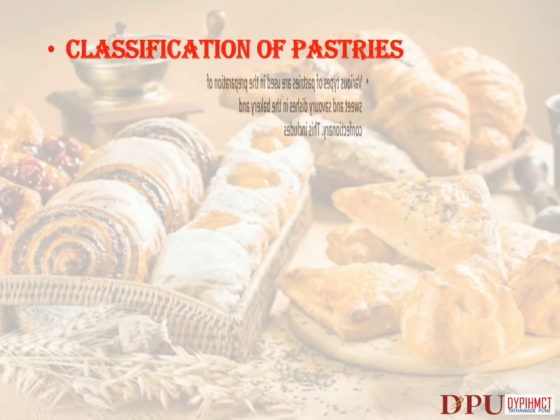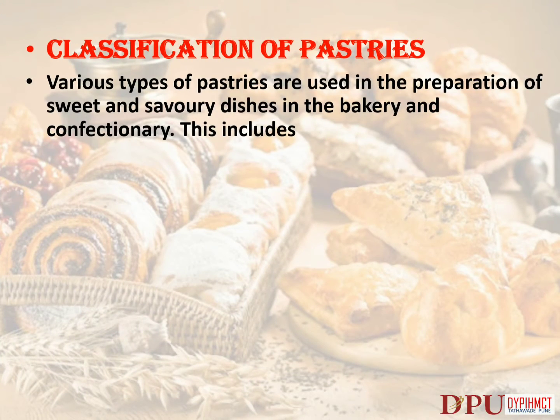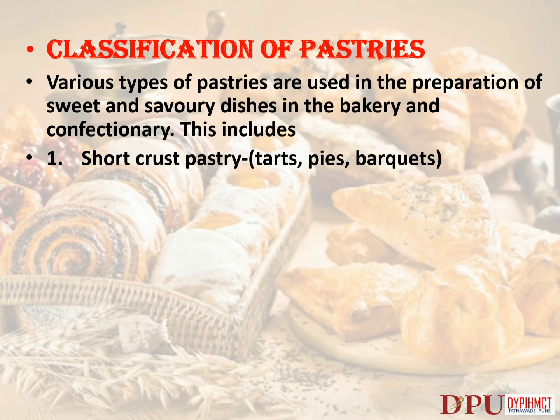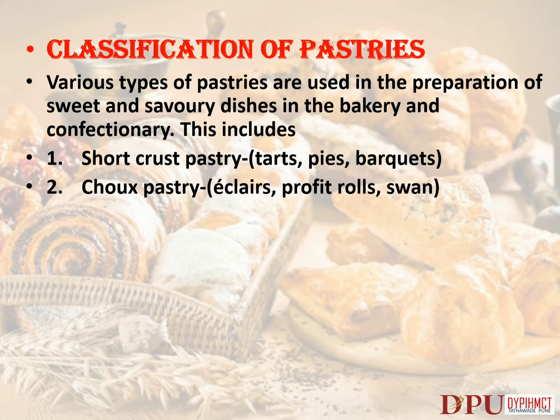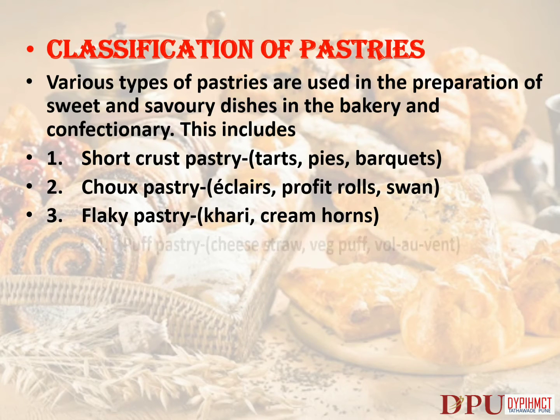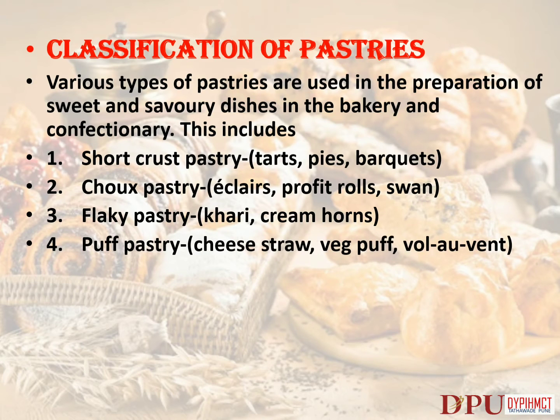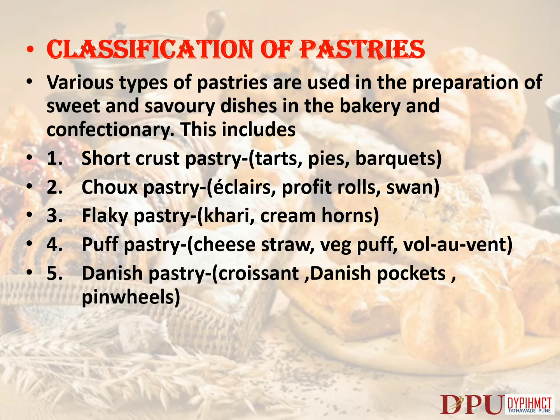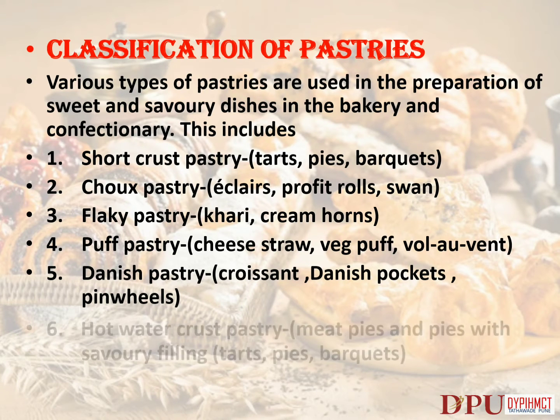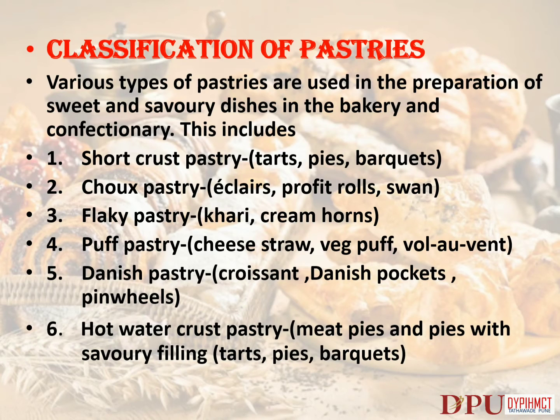Classification of pastries. Various types of pastries are used in the preparation of sweet and savory dishes in the bakery and confectionery. This includes: 1. Short crust pastry, examples tarts, pies, barquettes. 2. Choux pastry, examples eclairs, profiteroles, swan. 3. Flaky pastry, examples carré, crème horns. 4. Puff pastry, examples cheese straw, veg puff, vol au vent.